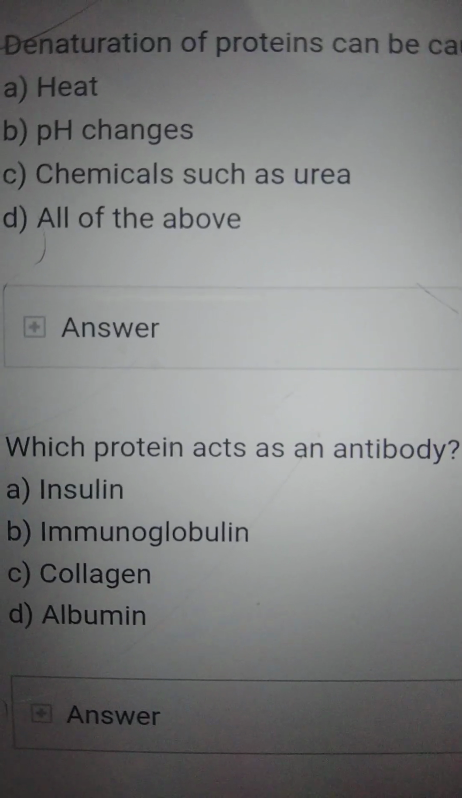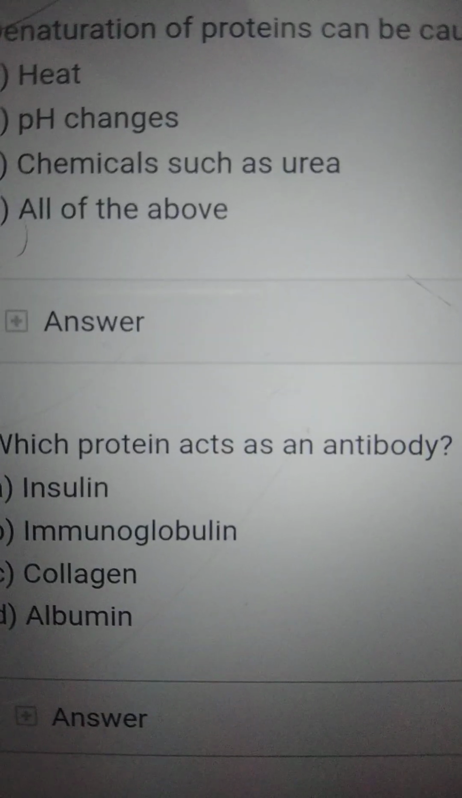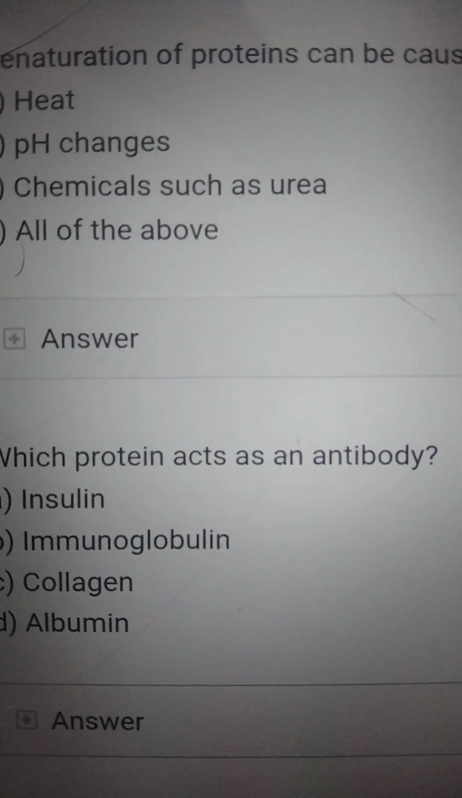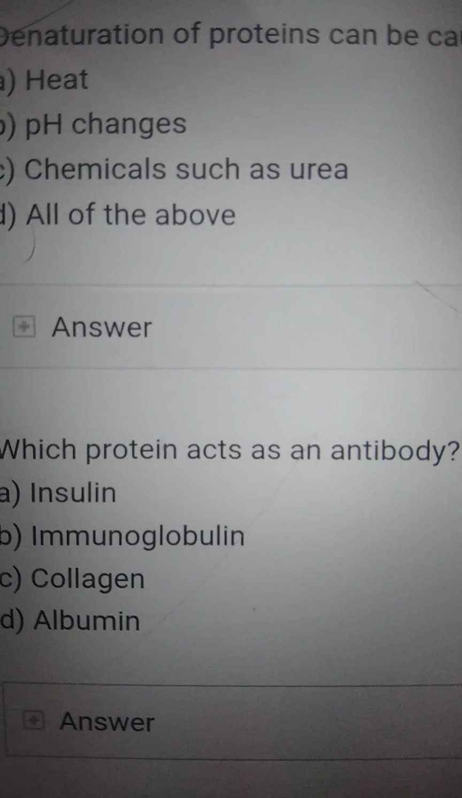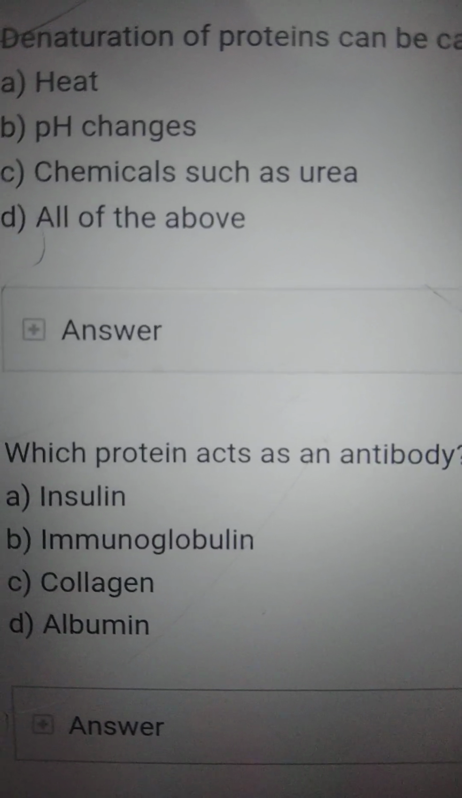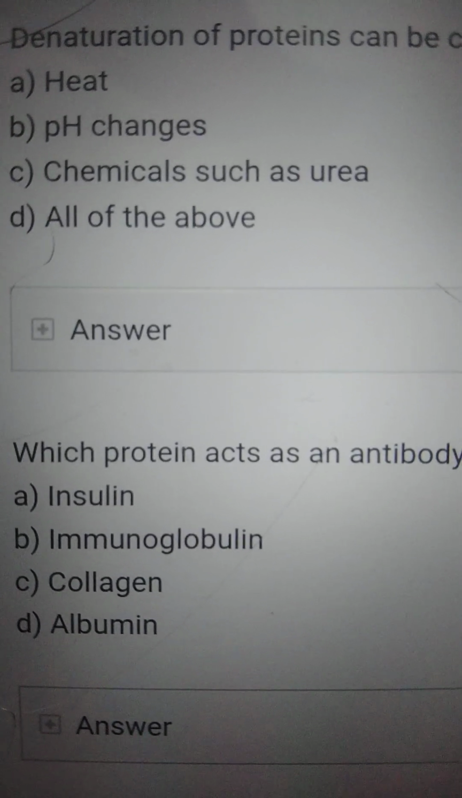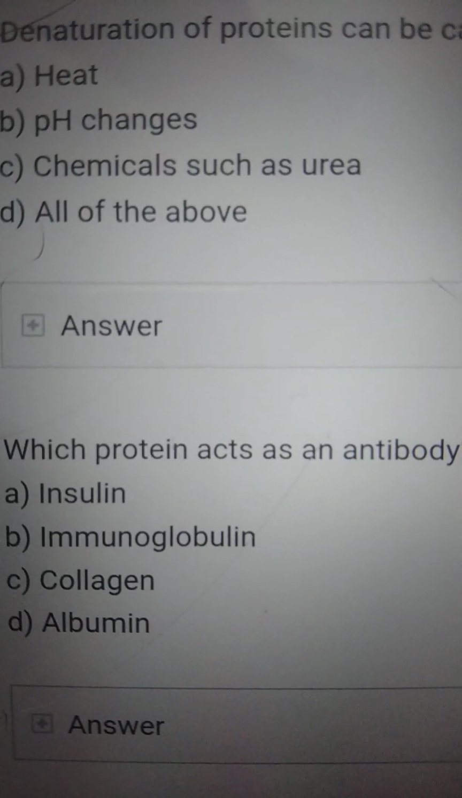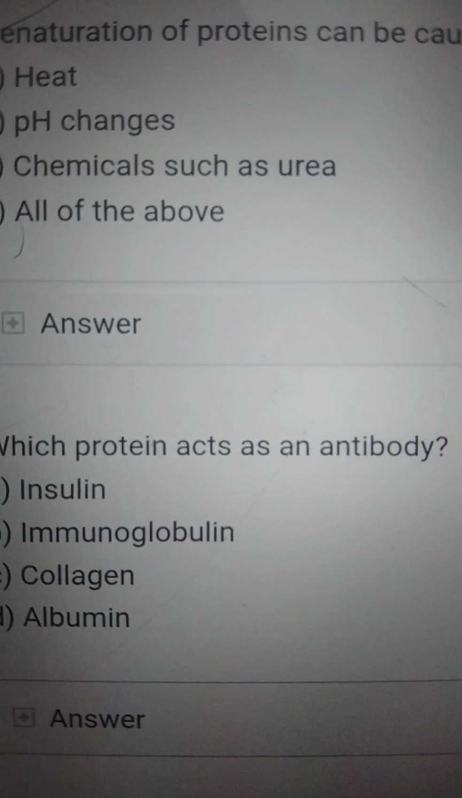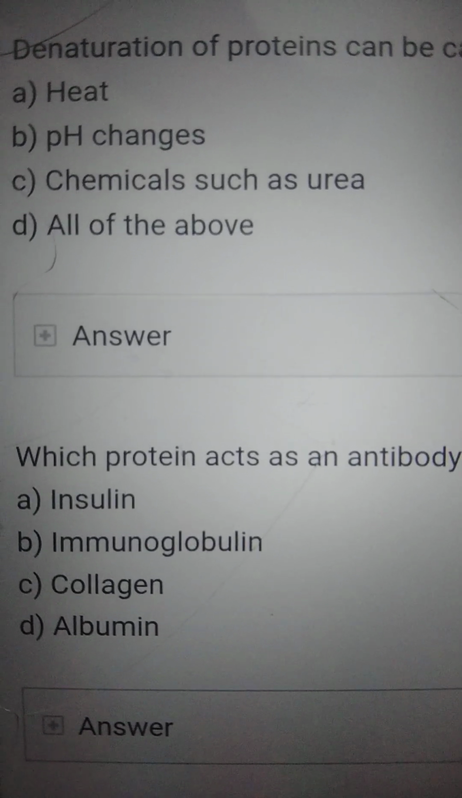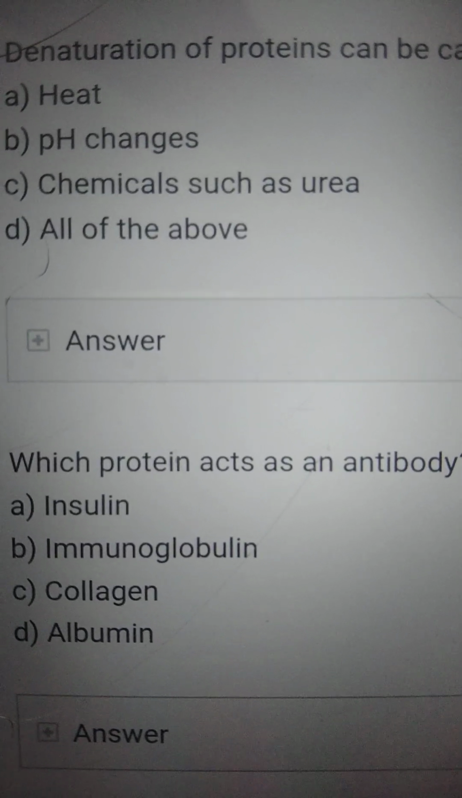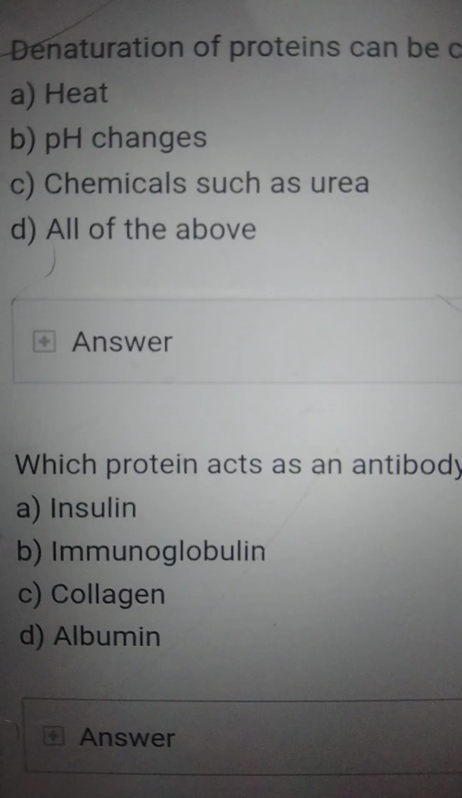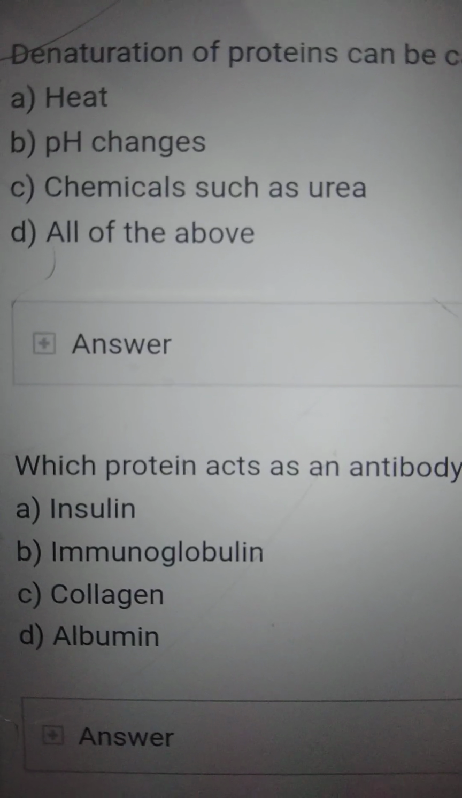Next question is, denaturation of protein can be caused by heat, pH changes, chemicals such as urea, or all of the above. The correct option is all of the above. All can affect the denaturation of the proteins. Which protein acts as an antibody? Insulin, immunoglobulin, collagen, or leucine? B, immunoglobulin.